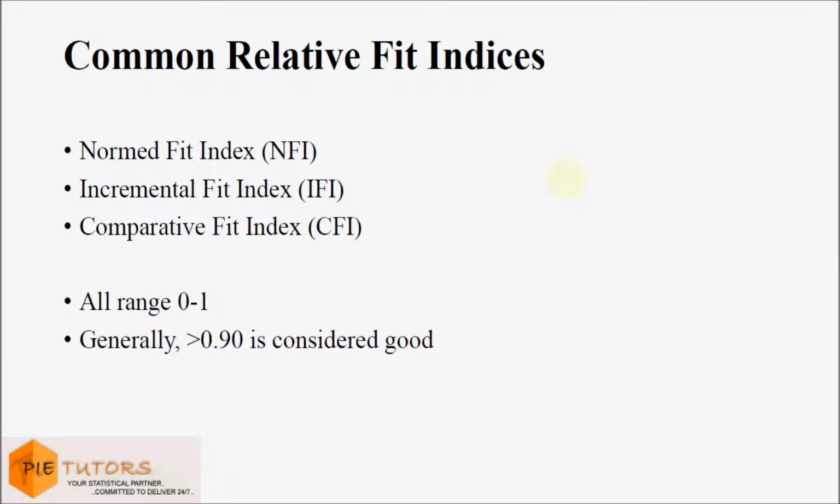The second class of fit indices are the relative fit indices. As I pointed out earlier, these fit indices compare the theoretical model specified to a baseline model. These fit indices test if the model that we have specified is better than the model where there are no relationships specified. The commonly used relative fit indices are normed fit index, incremental fit index, and comparative fit index. For all these fit indices, the values range between 0 and 1. And in general, we require values greater than 0.9 for all these fit indices.